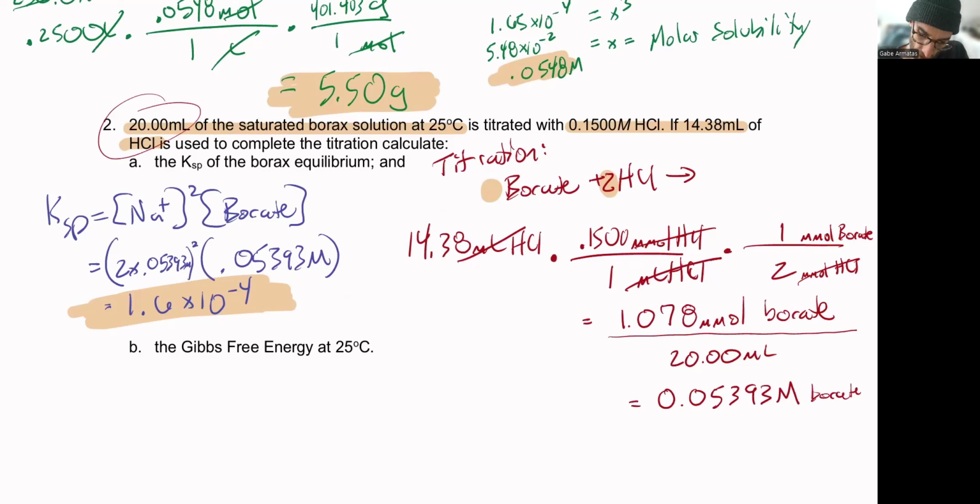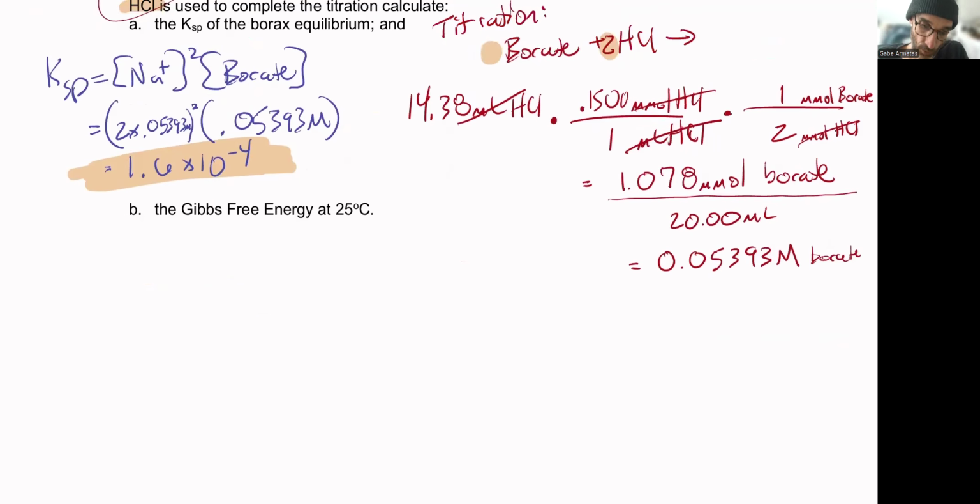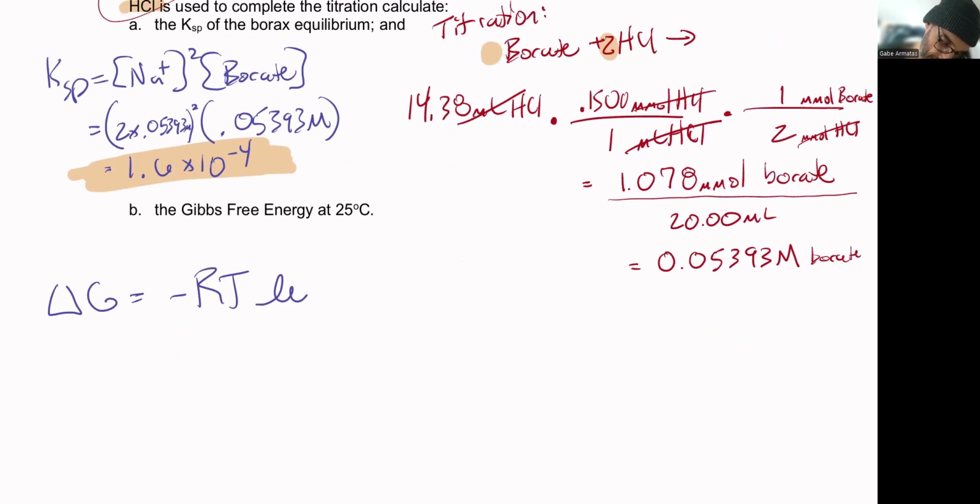All right. Finally, what is the Gibbs free energy at 25 degrees C? Okay, we can determine that. So the Gibbs free energy, delta G, is equal to minus RT natural log of my K value. Again, you can use any K value you want here. We're going to use our KSP. And so off we go.